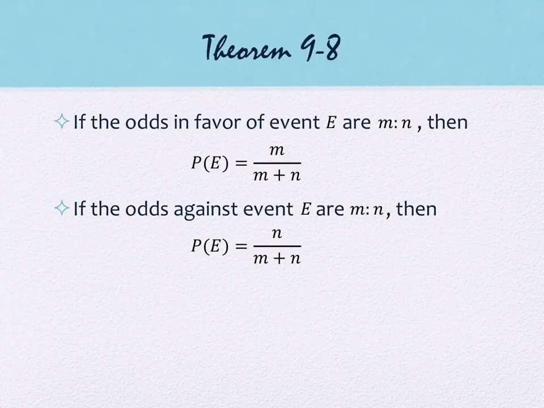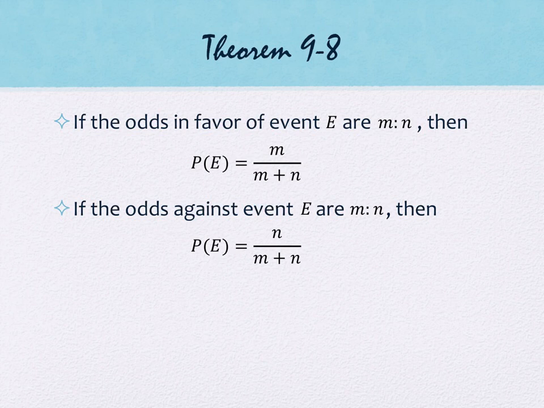Theorem 9.8 talks about how odds and probability are related in another fashion. So if the odds in favor of an event happening are m to n, then the probability is m divided by m plus n. And if the odds against the event happening are m to n, then we have the n on top and the m plus n on bottom. The difference in this description and the odds against part, we can ignore for just a moment. Just look at the first one.